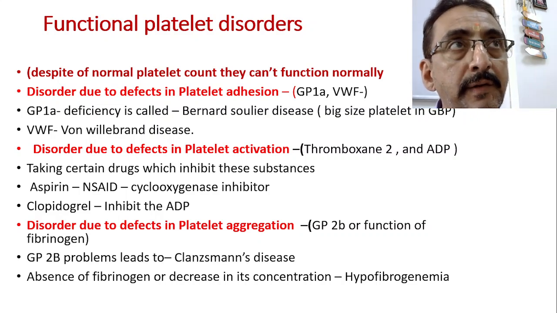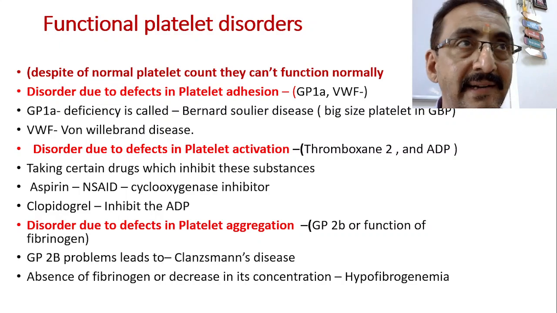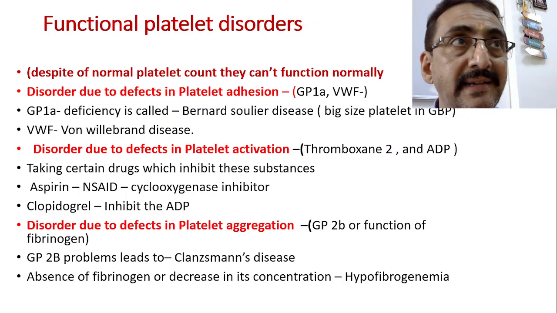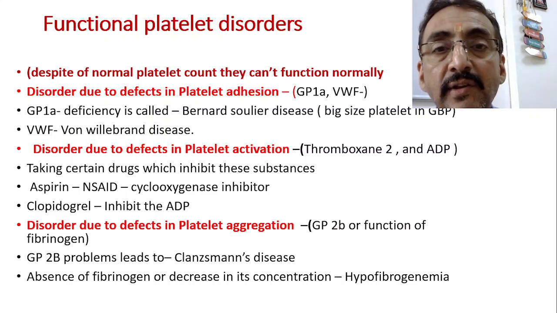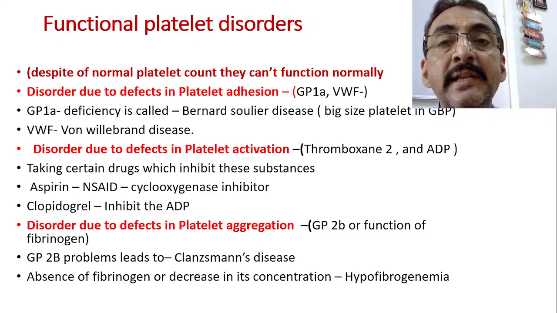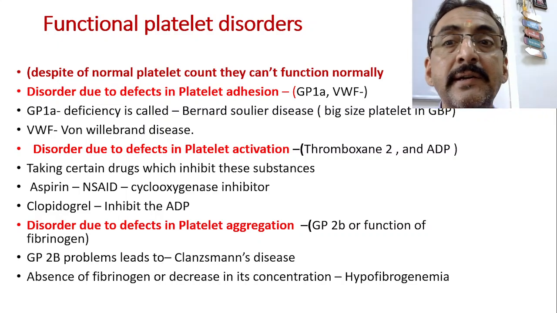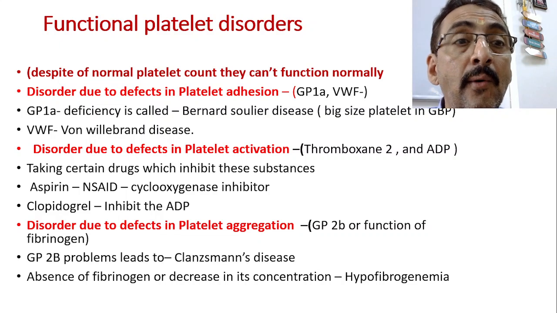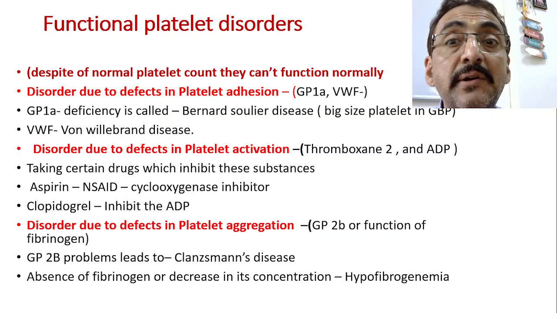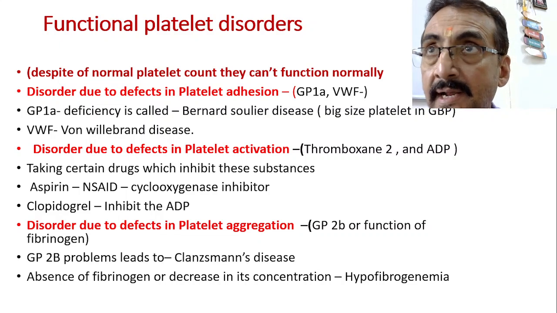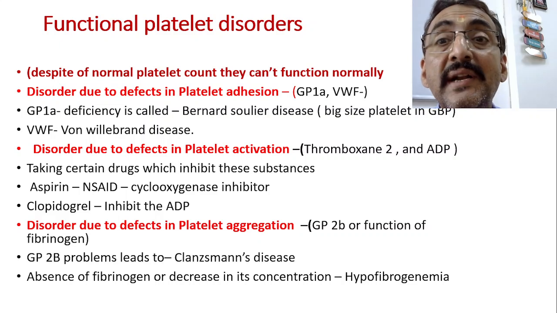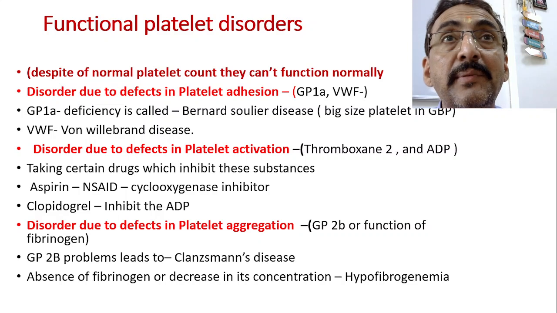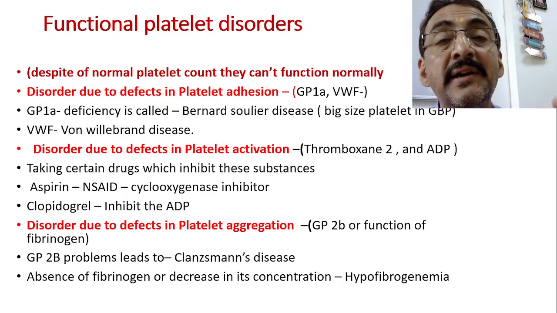Number one is the first function of the platelet, that is platelet adhesion. If there is a disorder due to a defect in platelet adhesion, in the last class we have also seen that platelet adhesion is related to the GP1A receptor and also von Willebrand factor, isn't it? Now, if there is any problem related to this GP1A receptor or to the release of von Willebrand factor, platelet adhesion will not take place, and as a result platelet activation and aggregation do not take place.